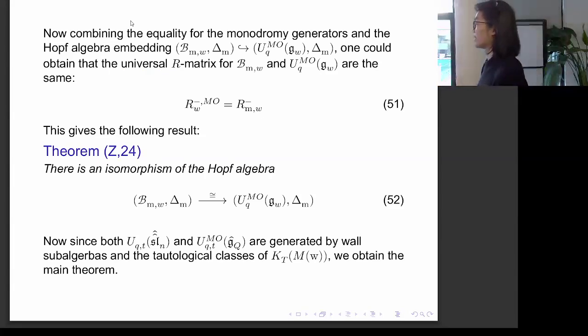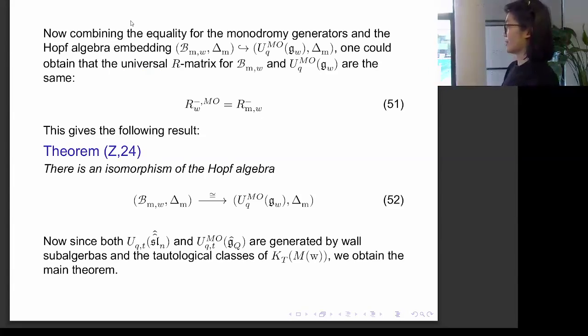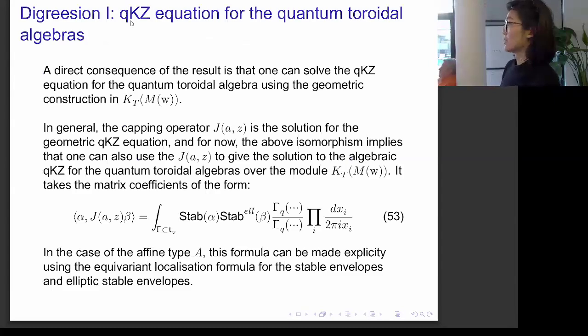And another thing is that from the side of the Maulik-Okounkov quantum algebra, there might be some other tautological classes that might not appear in the definition of the quantum toroidal algebra.